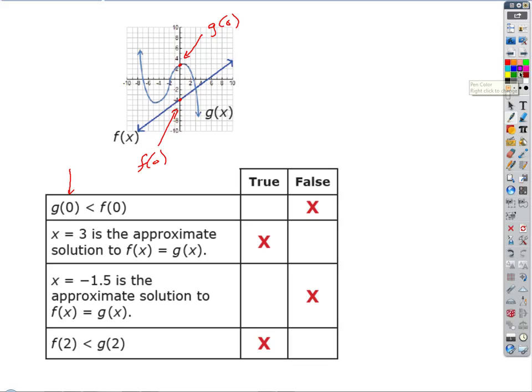It says, is x equals 3 the approximate solution to f of x equals g of x? So is that the x value where they intersect? Well, it looks like it, doesn't it? There's the intersection. It looks like it's at the point 3 something. We don't care what the y value is, right? They just want to know, is x equals 3 the solution to where they cross? And yeah, it is. It's where they cross at that x value. Make sense? Okay.